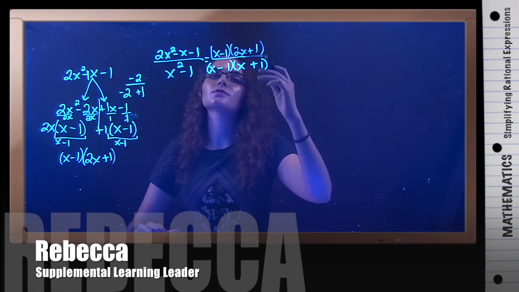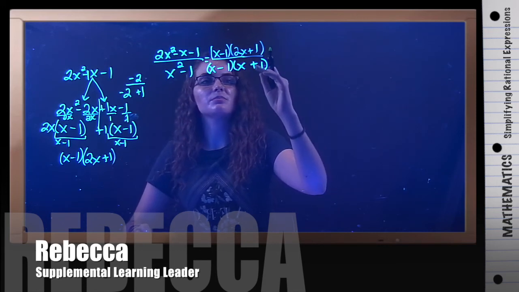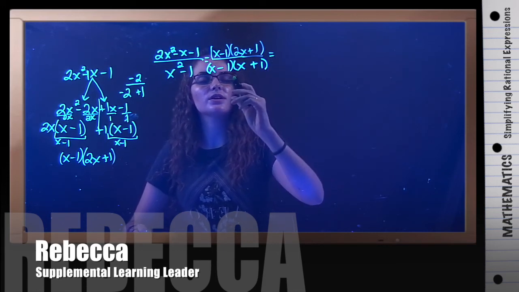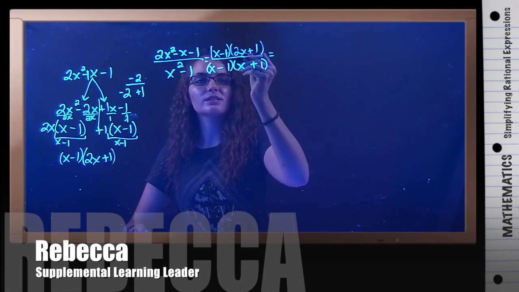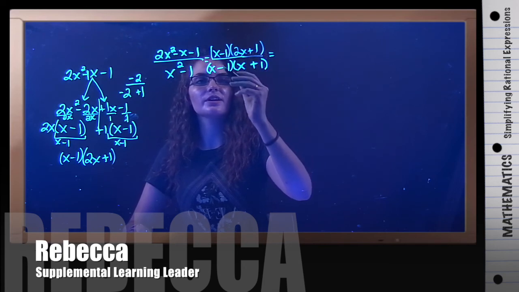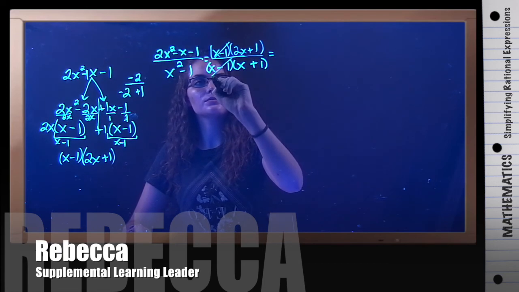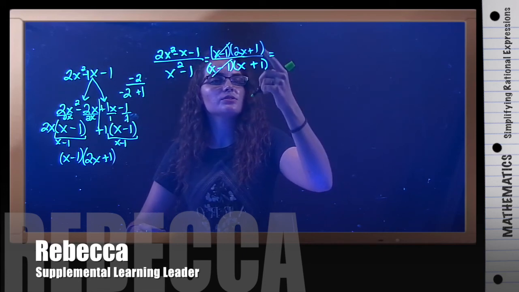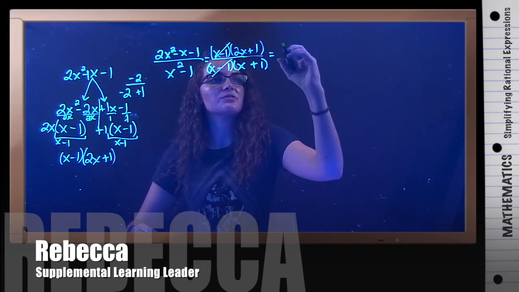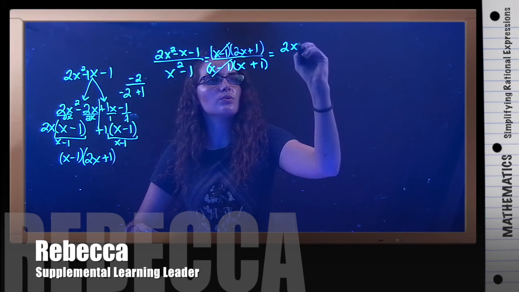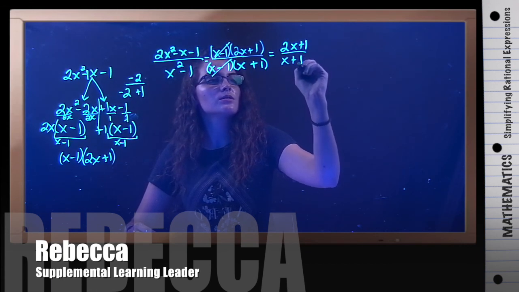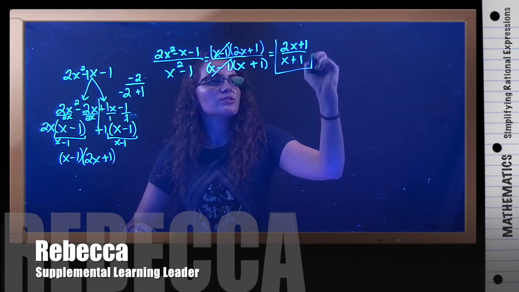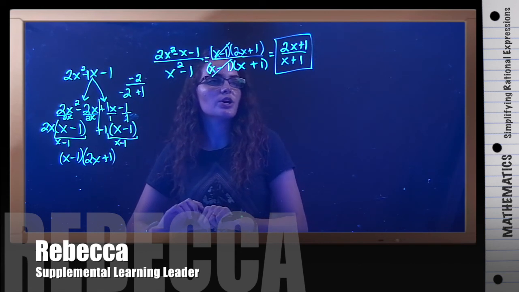And now we want to look for factors that are the same on the top and the bottom so that we can cancel and simplify. On the top we have an x minus 1, on the bottom we also have an x minus 1. So these can cancel. These are not the same, so we can't cancel those, and so they are still there in our final answer. So our final answer is 2x plus 1 over x plus 1.